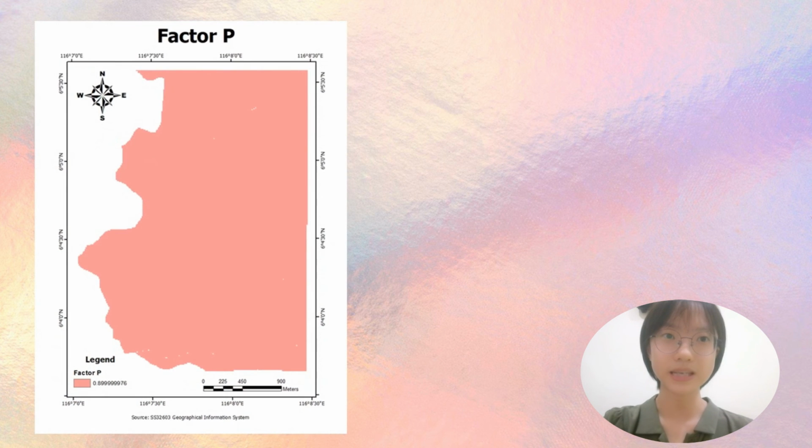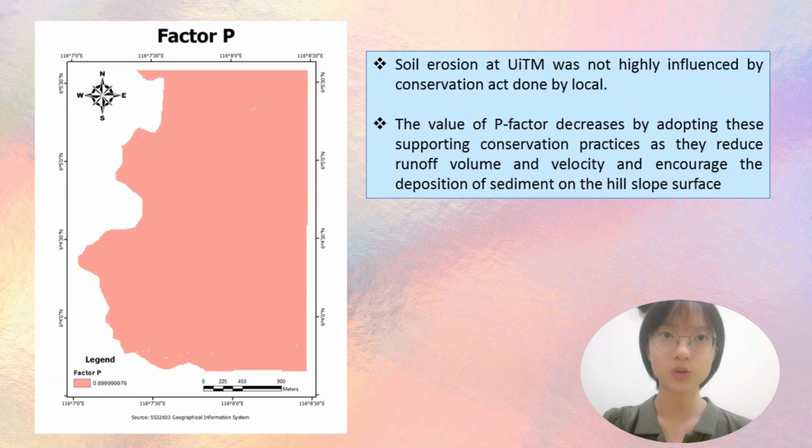Next is factor P. Soil erosion at UITM was not highly influenced by conservation practices done locally. The value of the P factor decreases by adopting supporting conservation practices, as they reduce runoff volume and velocity and encourage the deposition of sediment on the hill slope surface.